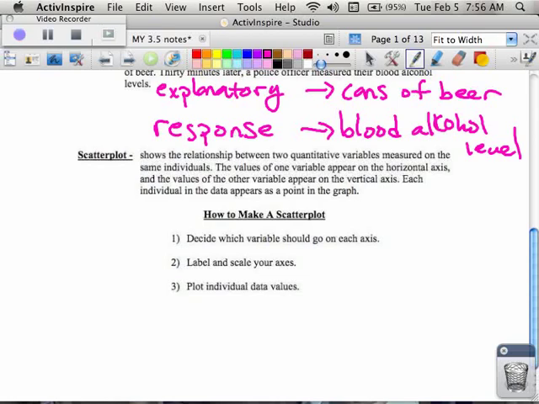Number 2, don't forget to label your x and y axis. It's very important on the AP exam. If you're not labeling, they don't know, they don't assume what's going on, they don't give you credit. And number 3, plot each of the individual points.